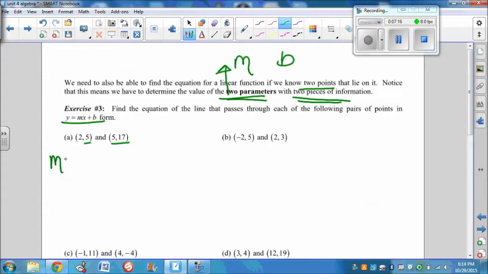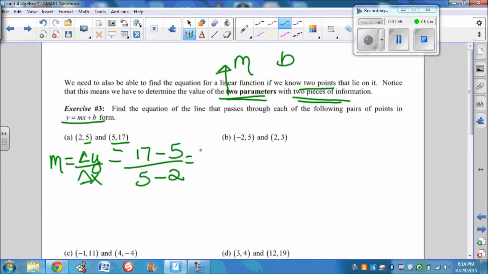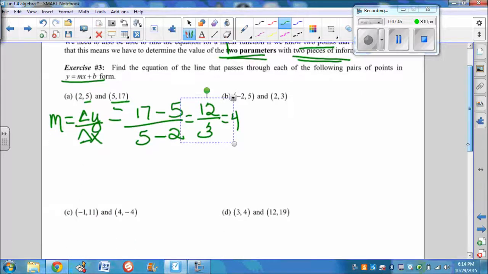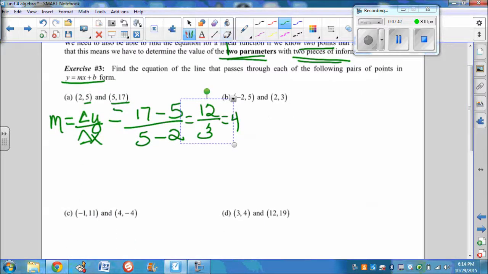So I've got to find my slope, and we know that's the change in the y over the change in the x. So my change in y, I'm going to say 17 minus 5 over 5 minus 2. You could flip the order of this. We talked about that in class. That's okay. I'm going to stick with this right now, and that's going to be 12 over 3, which then simplifies to 4. So I've got my first parameter, my slope. Now I've got to find my y-intercept, the b.